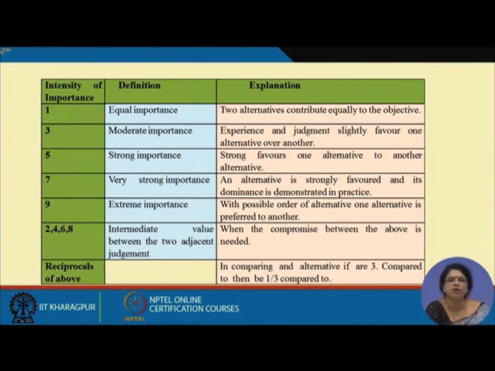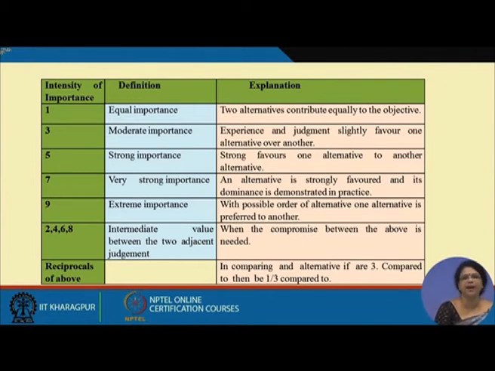If you are not very willing to say that one is strongly more important than the other, then you won't give 5. If you are not even willing to say that one option is moderately more important than the other, then better not to give 3. There is another option, that is 4. You can give the value 4 for that. That way the intermediate values are given.